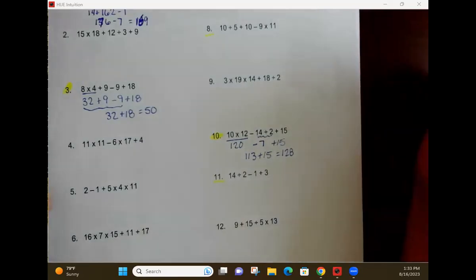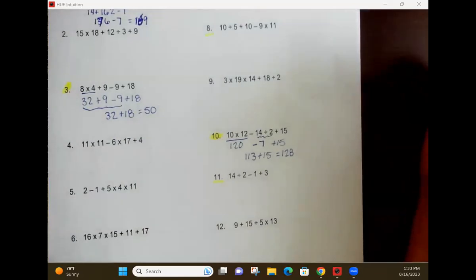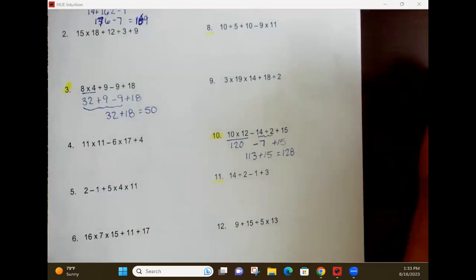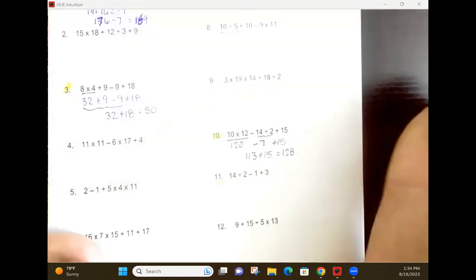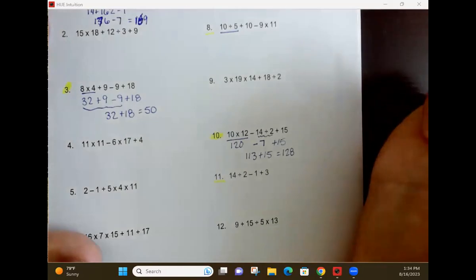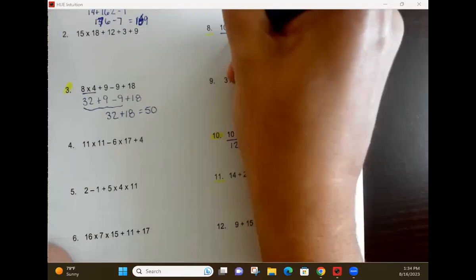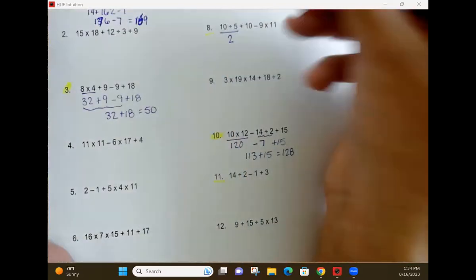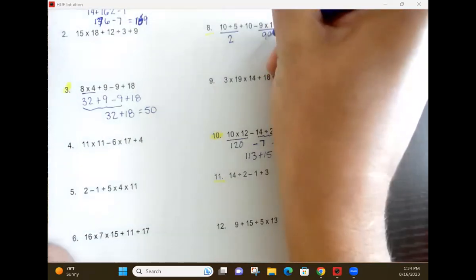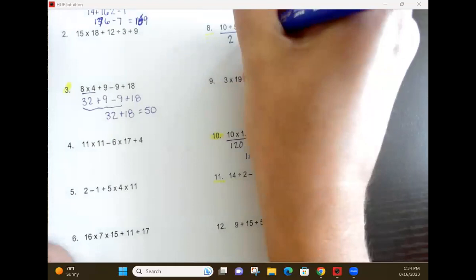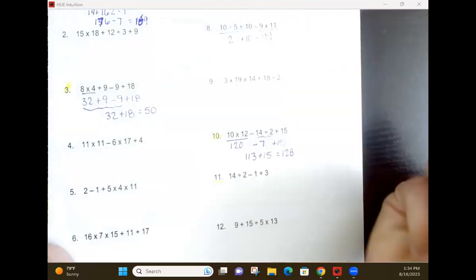For number 8, where are we starting? Why would I start with division first? Because it comes first, right? So 10 divided by 5 gives me 2. And now I can do that multiplication. 9 times 11 is 99, I heard someone say. So we've got 2 plus 10 minus 99.